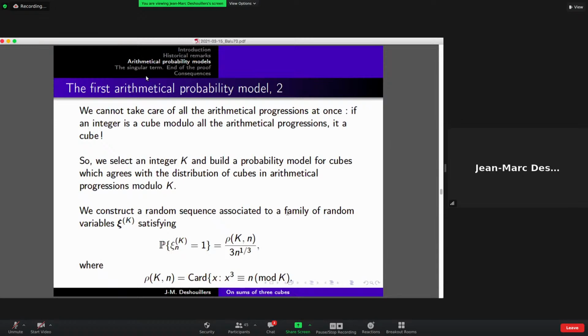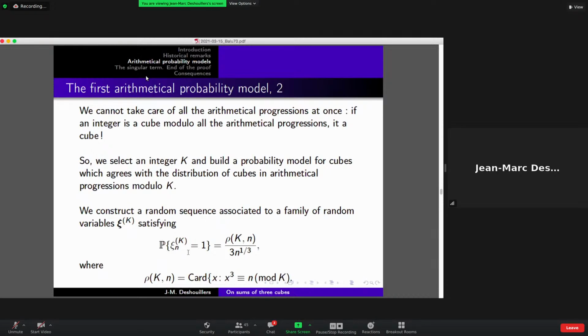So what we did is the following. We constructed a random sequence. Well, we cannot take care of all arithmetic progressions at once, because if you take care of all arithmetic progressions, then an integer which is a cube modulo all the arithmetic progressions is simply a cube. So we select an integer k, and with respect to this k, we build a probability model for cubes which agrees with the distribution of cubes in arithmetical progression mod k. What we did at that time was slightly different from that, but it is equivalent in some way. And it's maybe easier to present it that way.